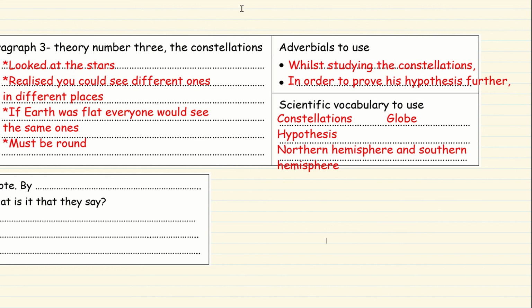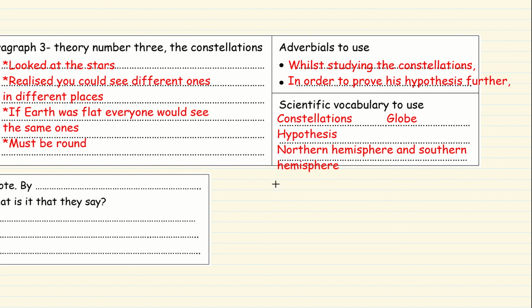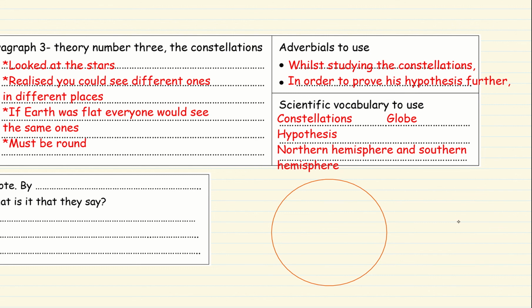Now you might not have come across this before, so let me explain what I mean by this quickly. If this is my globe, okay, if I cut it in half at the equator, I've then got two halves. So the top half, because we've got north up here, is the northern hemisphere, and we've got the southern hemisphere.